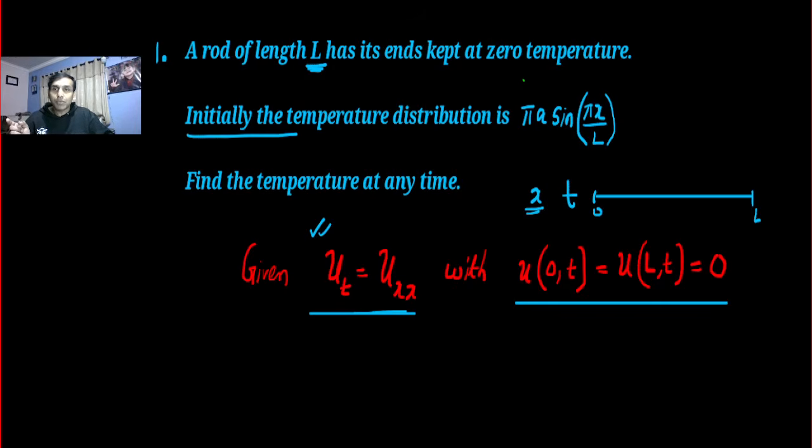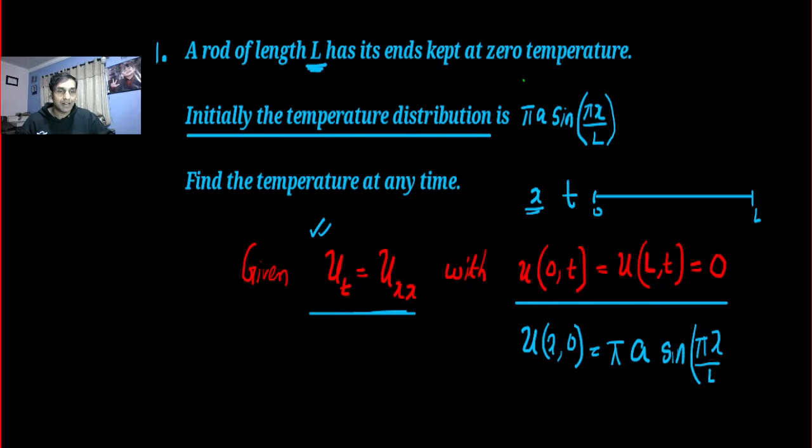And they have given one more thing, initially the temperature. So can you see, they have given the initial condition which we will apply a little bit later. So u(x,0) is equal to pi a sine pi x by L.